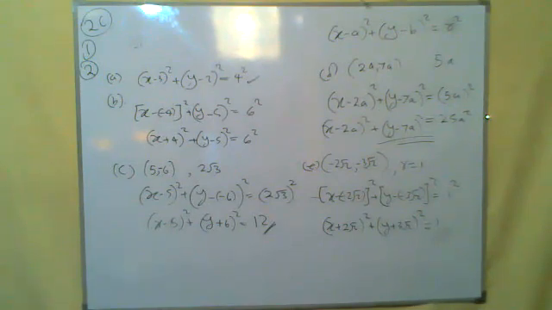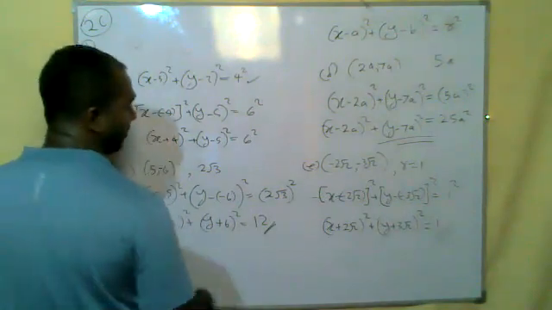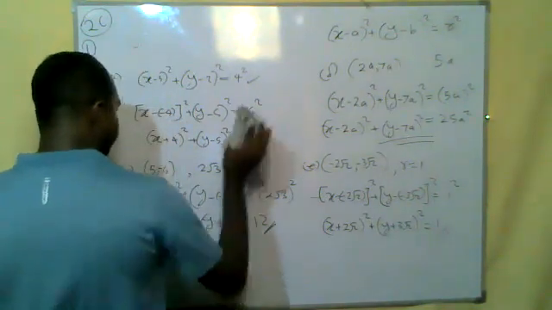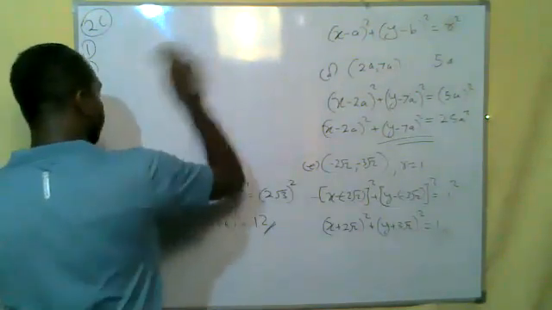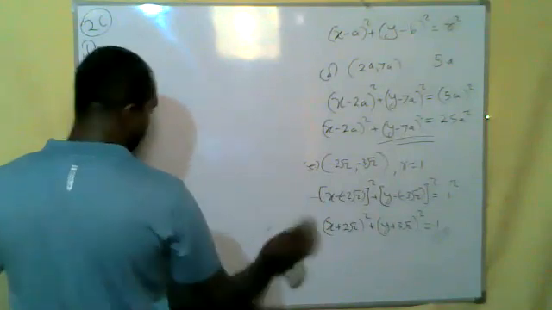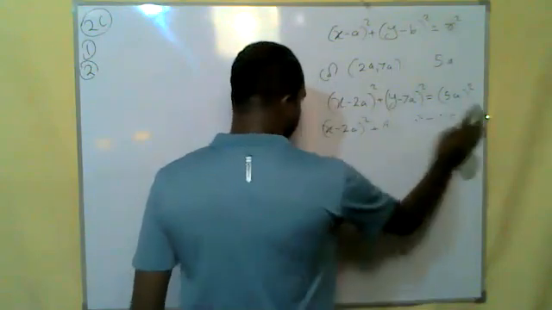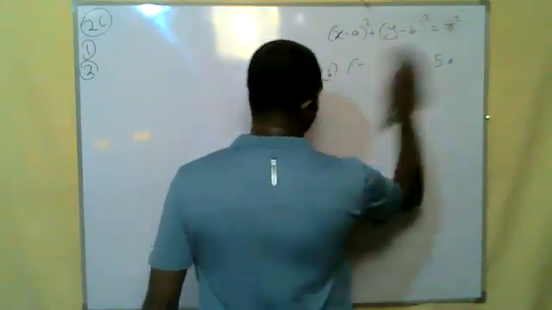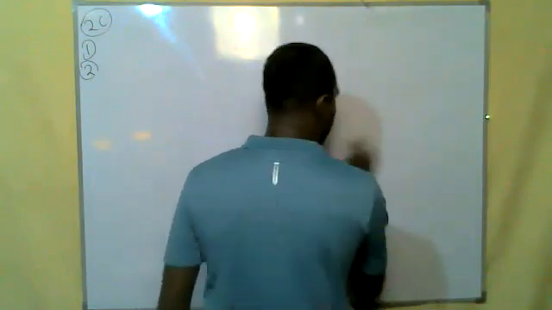What is question number 2? I think we are done with question number 1. All of you understood. It's just identifying and getting familiarized with the equation of a circle: where is the radius and how can we identify the center?